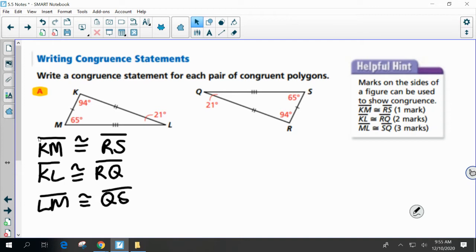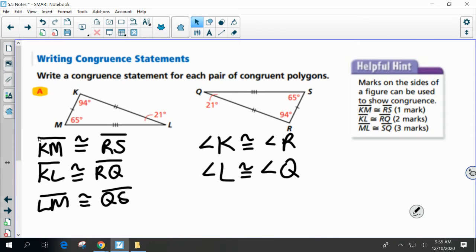Now we're going to also do a congruency statement with the angles. Remember the symbol for angle is like a squished L or a greater than symbol. So angle K is congruent to which angle? Angle R. Angle L is congruent to angle Q. And angle M is congruent to angle S.